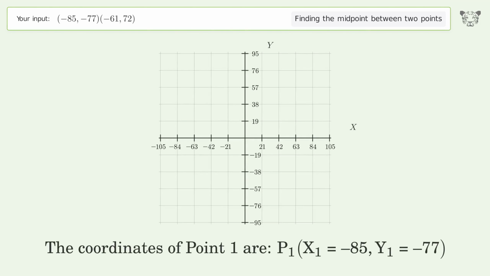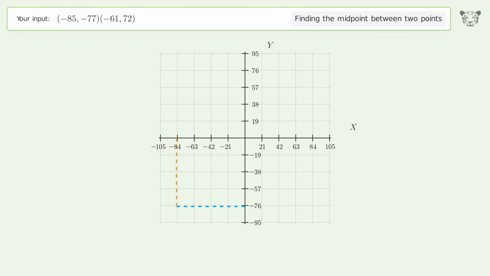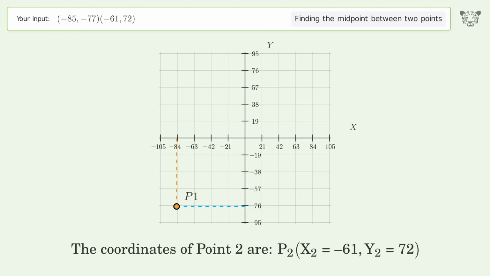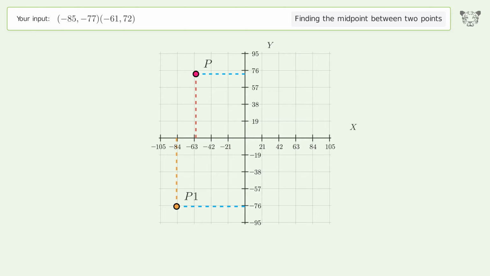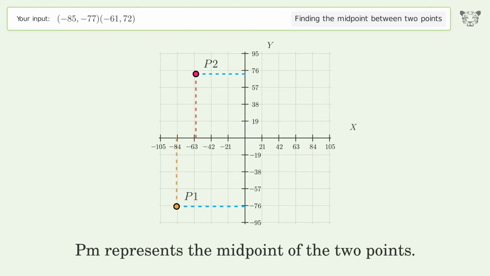The coordinates of point 1 are, x1 equals -85, y1 equals -77. The coordinates of point 2 are, x2 equals -61, y2 equals 72. PM represents the midpoint of the 2 points.